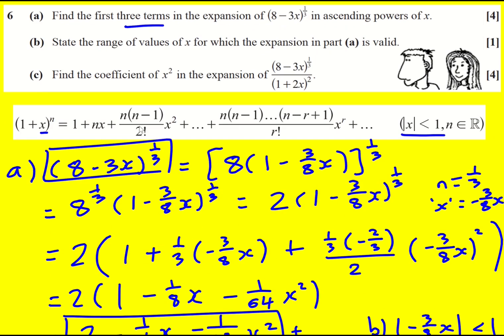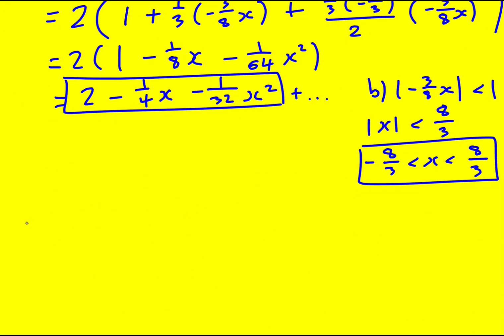Right, for C, we're asked to find the coefficient of x squared in the expansion of this. So first I was going to write it down at the bottom. So it's our 8 minus 3x to the third from before. And then we're dividing by 1 plus 2x all squared. Now, what you must not do is just start expanding the bottom, because then you've got some polynomial divided by another polynomial. That just is messy.